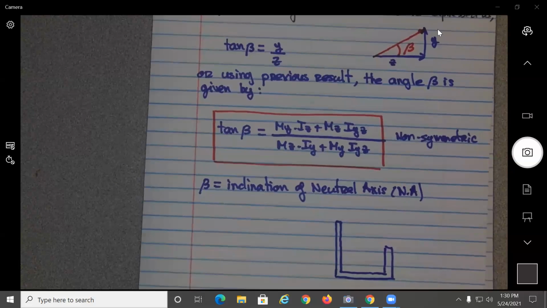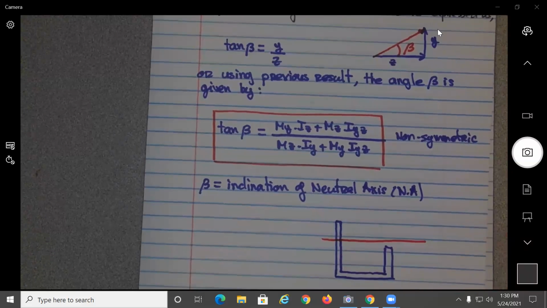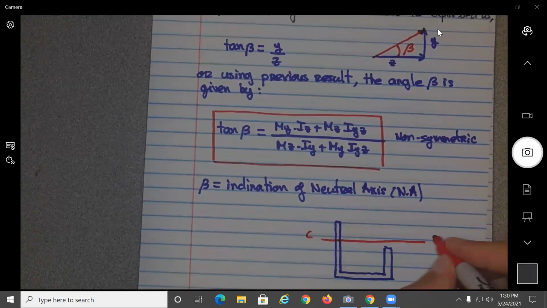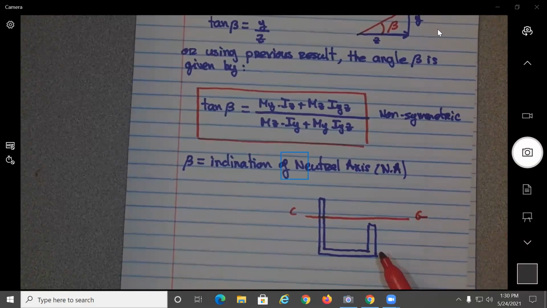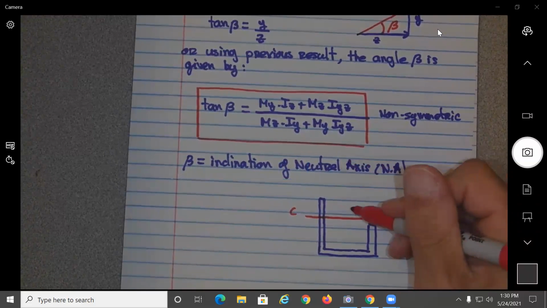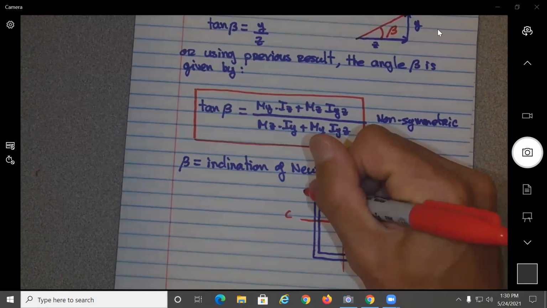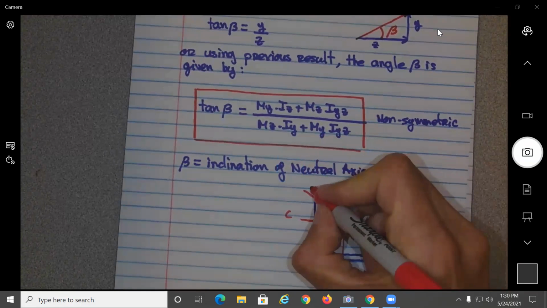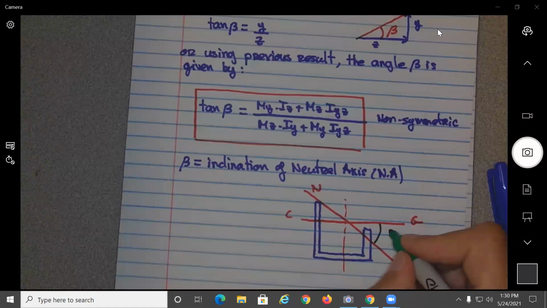Okay, so let's say the CG will be over here. This will be the CG line. All right, I'm kind of making it up. Probably will be a little bit lower. Okay, actually, it should be lower, if you think about it. But the important part is that this is really the one that will give you the neutral axis, which should be here at a certain angle, beta.